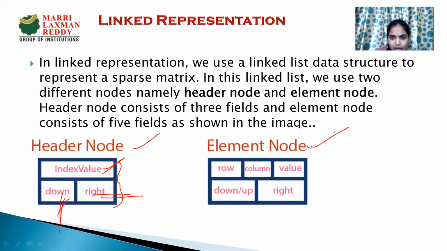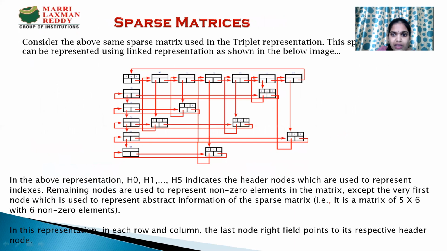The element node consists of at which place the value is present, that is at which row and which column, and to its down what is the element which is present, and to its right what is the element which is present. We can see this in detail with an extra example. This is the linked list representation of a sparse matrix. See, here we have a node. This is the row value, this is the column value, and this is the actual data we are storing, and this one is the downlink and this one is the right link. So for every node you have the downlink and also its right link.